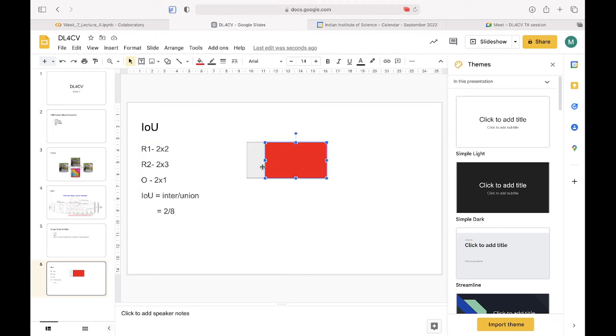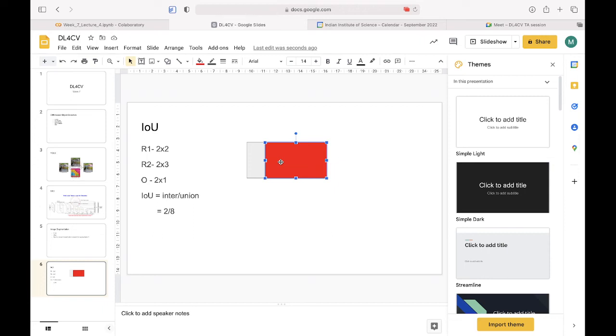Area of this region plus 3. Okay, you add both, sir, not multiply. See, the red region is 6, right? Red region is 6. And what is the grey region present here? 2 units, no? 6 plus 2 is 8. So union is the area covering both of them.